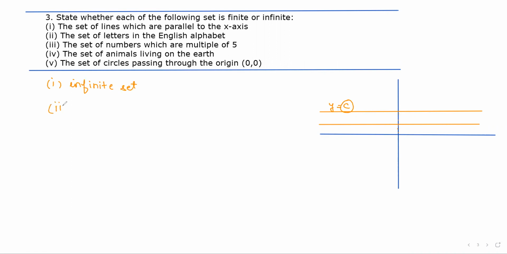Second, set of letters in the English alphabet. We know that there are 26 letters in the English alphabet. Therefore, it is a finite set.